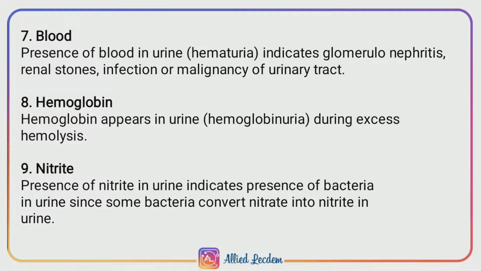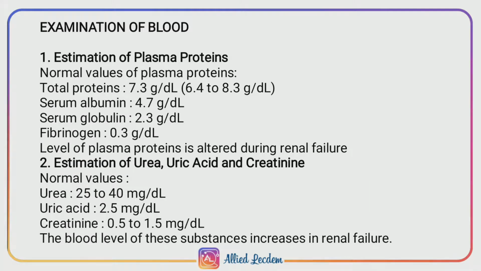Hemoglobin. Hemoglobin appears in urine, hemoglobinuria, during excess hemolysis. Nitrite. Presence of nitrite in urine indicates presence of bacteria in urine, since some bacteria convert nitrate into nitrite in urine.